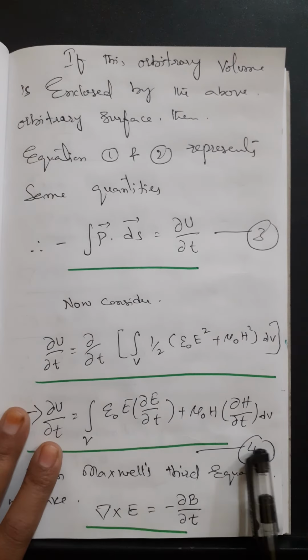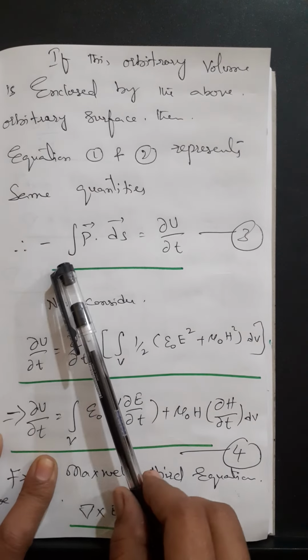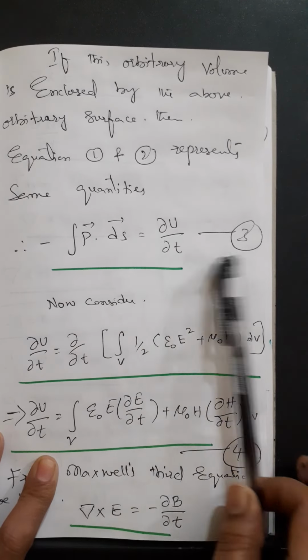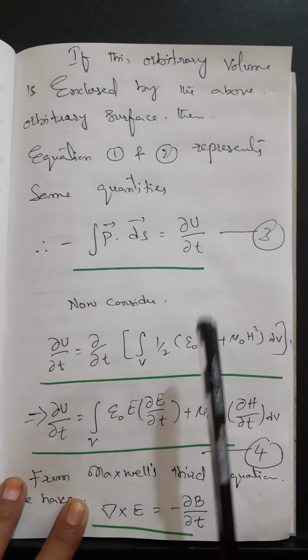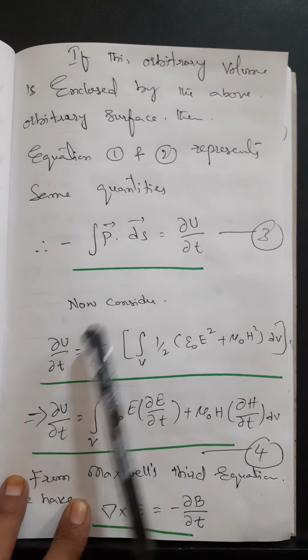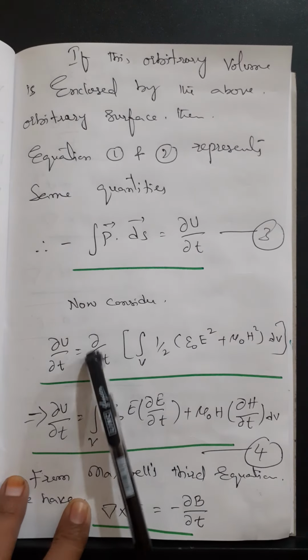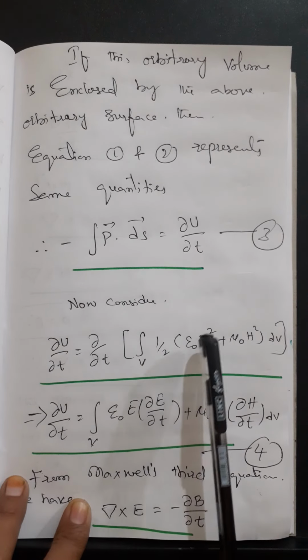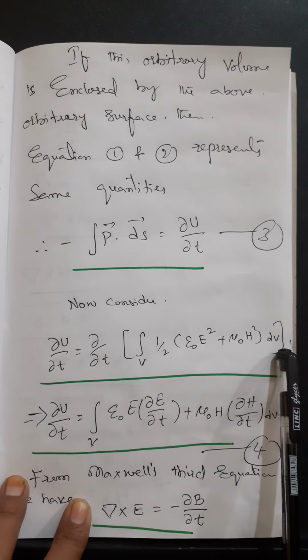So when we equate these two equations, we get equation number 3: minus integration of P dot dS is equal to ∂U/∂t. Now we are going to calculate the value of ∂U/∂t. ∂U/∂t is equal to ∂/∂t of the integration over V of (1/2)(ε₀E² + μ₀H²) dV.